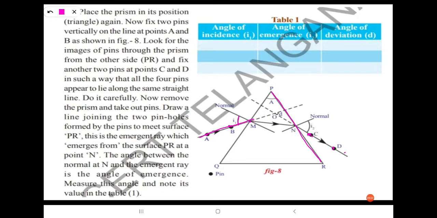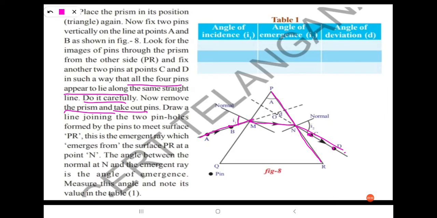Okay, so here when we draw a line from point M, this is the refracted ray. Okay, and the CD line is the emergent ray here, right? So when we observe all these 4 pins through this prism, we observe that all the 4 pins appear to lie along the same straight line. Okay, so do it carefully here. Now remove the prism and take out the pins also.